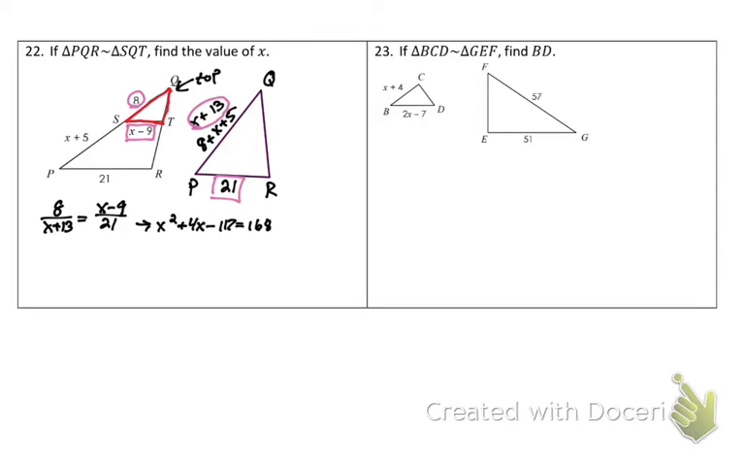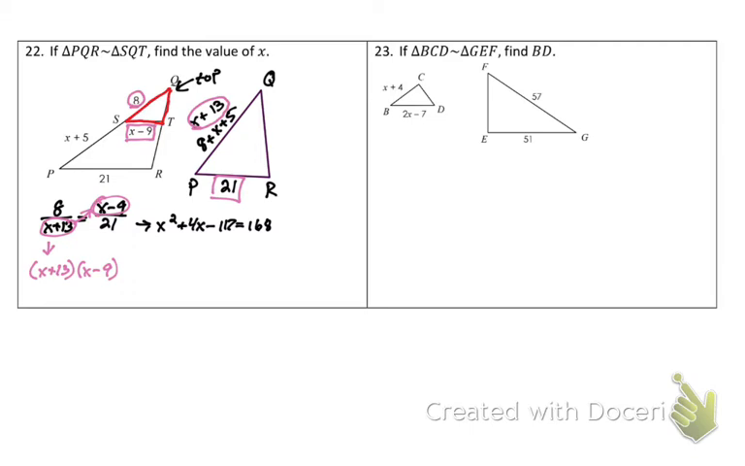Okay, well, we have x squared. Yes? Why is it x squared? Because we're going to have x plus 13 times x minus 9. So if I look at this goes to that, that would be x plus 13 times x minus 9. Binomial times binomial, we'll get x squared plus 4x minus 117 equals 168.